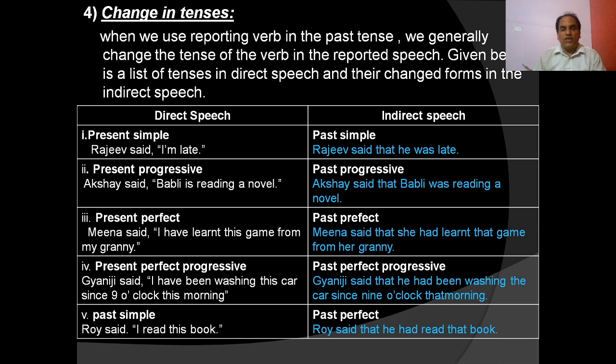Present perfect is changed to past perfect in indirect speech. Meena said, "I have learned this game from my granny." Meena said that she had learned that game from her granny. Present perfect progressive is changed to past perfect progressive. Take the example: Gyaniji said, "I have been washing this car since 9 o'clock this morning." Gyaniji said that he had been washing the car since 9 o'clock that morning.